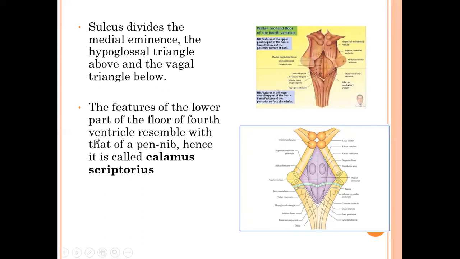The features of the lower part of the floor of the fourth ventricle resemble that of a pen nib. So these features resemble that of a pen nib. Hence it is called calamus scriptorius. Calamus scriptorius, okay.